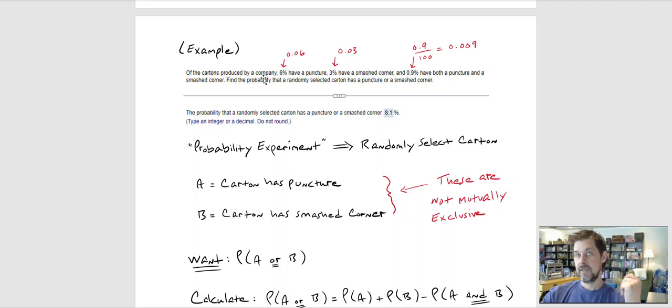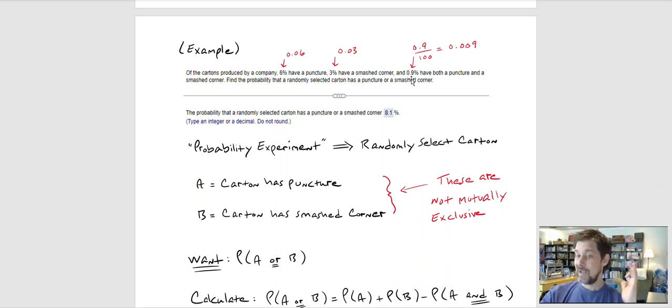So you might imagine there's some assembly line and they're making these cardboard cartons, and maybe some beverage goes in, who knows, but they make cartons. And there can be defects on a production line in manufacturing. And it says of the cartons produced by a company, 6% have a puncture, so that's kind of a defect. It's got to be taken out of the production line. And 3% have a smashed corner, so that's another kind of defect.